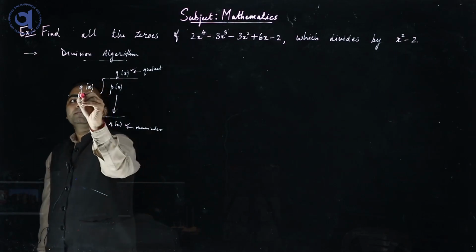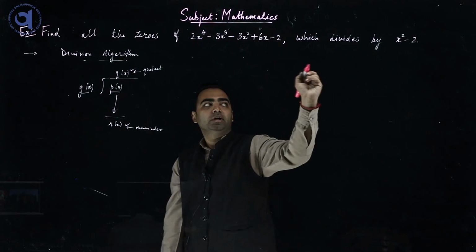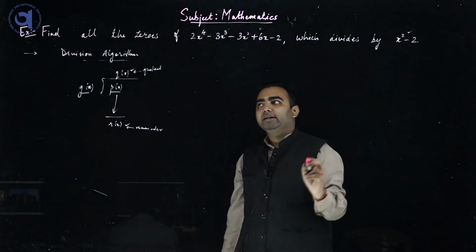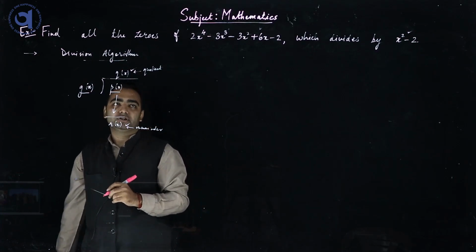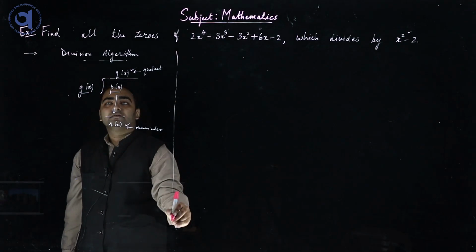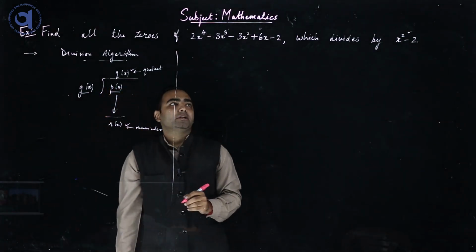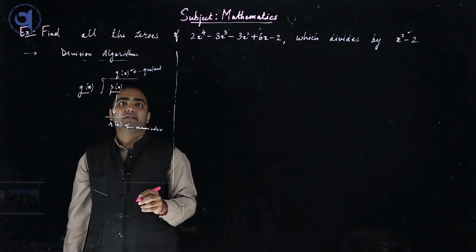Now what about p of x and g of x? They are the two terms which are already given in the question, and we will divide by it and get the quotient and remainder at the end. That is said to be the division algorithm. Now let us solve this question. Here it is given: find all the zeros of this equation which is divisible by x square minus 2. So here we need to find the remaining zeros of this.